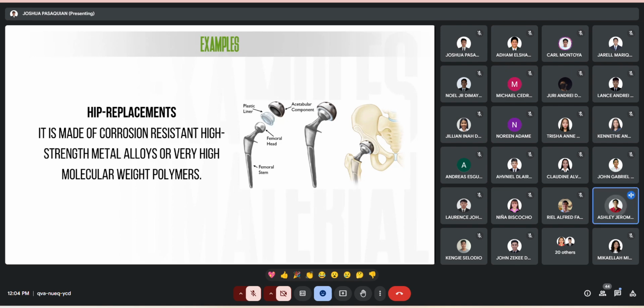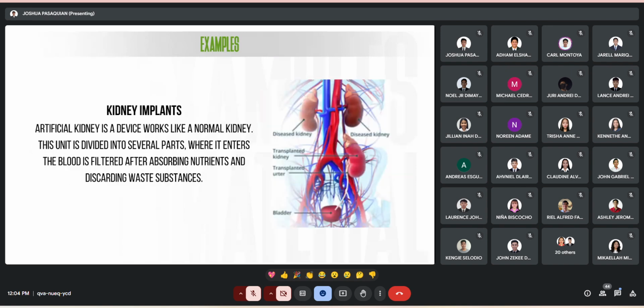Hip replacements, it is made of corrosion-resistant, high-strength metal alloys or very high molecular weight polymers. So in this case po, ginagamit po ito as a hip replacement po for some surgeries po. Up next po, we have kidney implants.